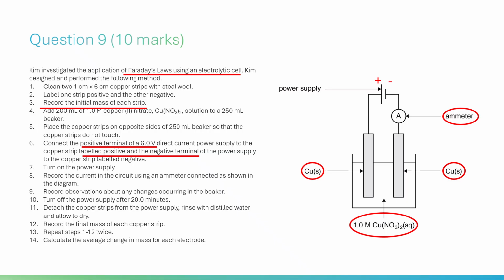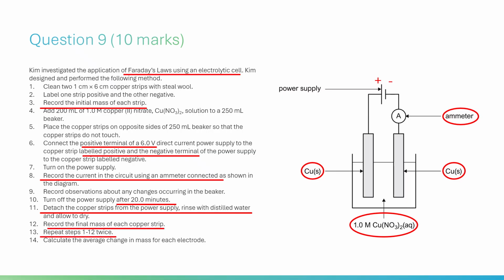Turn on the power supply. Record the current in the circuit using an ammeter connected as shown in the diagram. Record observations about any changes occurring in the beaker. Turn off the power supply after 20.0 minutes. Detach the copper strips from the power supply, rinse with distilled water and allow to dry. Record the final mass of each copper strip.